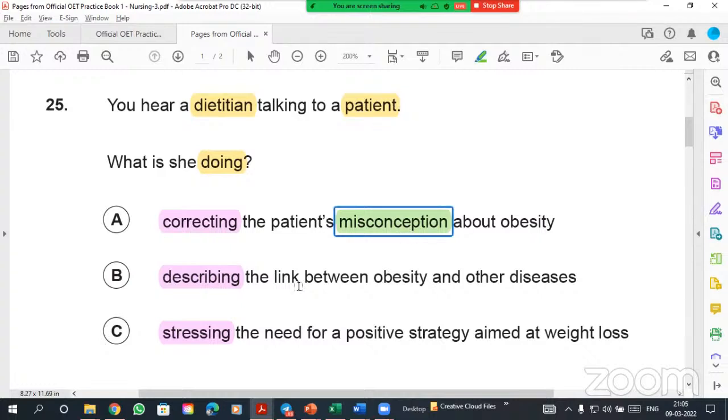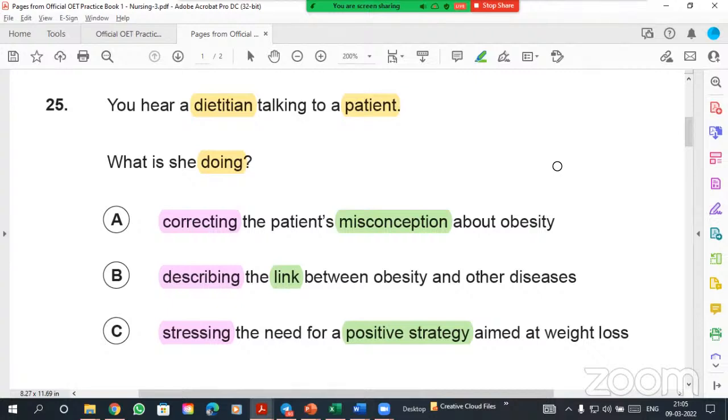Then describing the link between obesity. Link means connection between obesity and other diseases. Okay. Link with other diseases. Obesity is common. Okay. The next one, stressing the need for a positive strategy. So positive strategy, need for positive strategy aimed at weight loss. So is she stressing the need for a positive strategy?